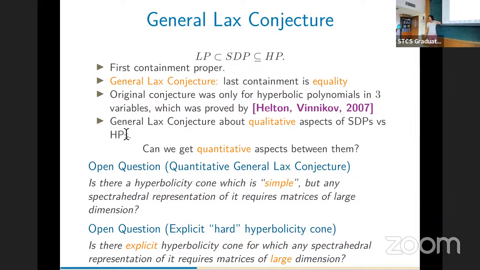Wait, the first open question, is that the quantitative generalized conjecture, or that provides a counterexample to the quantitative? Yeah, no, I said quantitative generalized conjecture, but I don't want to be so bold. I will be bolder later, right? I want to introduce it nicely and then get bolder as things go. Yeah, I don't know what to conjecture, to be honest, right?